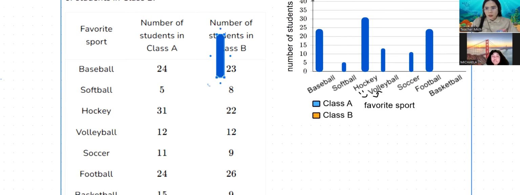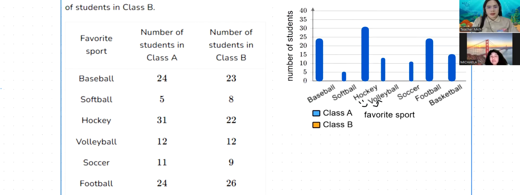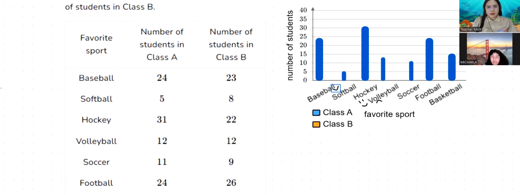Okay, so this is how we graph our bar graph. This is 15, it's not doubled. I'm sorry. Okay, so let me just use this one.